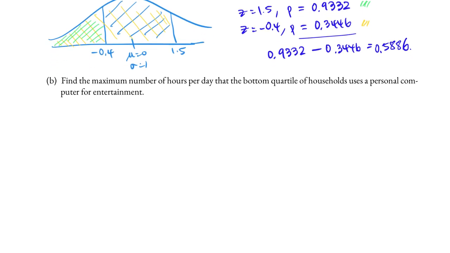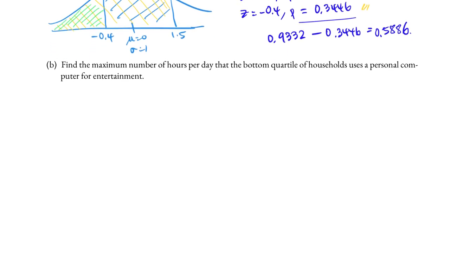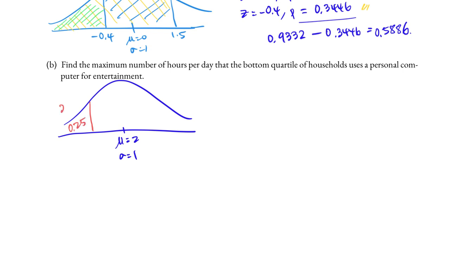Next, find the maximum number of hours per day that the bottom quartile of households use a personal computer for entertainment. Again, we need to draw the graph for the normal distribution with the mean of 2, standard deviation of 0.5. This time, though, we're looking for the score that separates the bottom quartile. Quartile is 0.25, that is 25%. We're looking for this number x that would separate the bottom 25% and the top 75%.